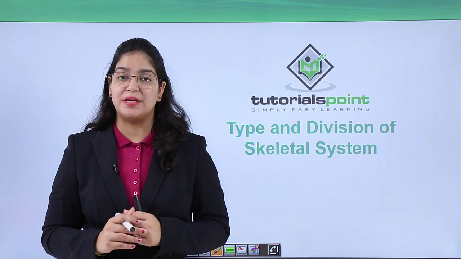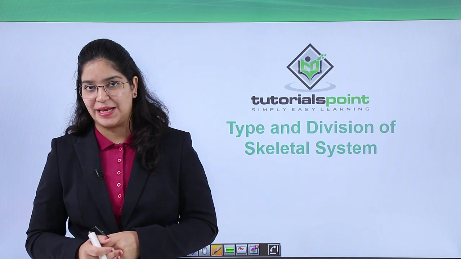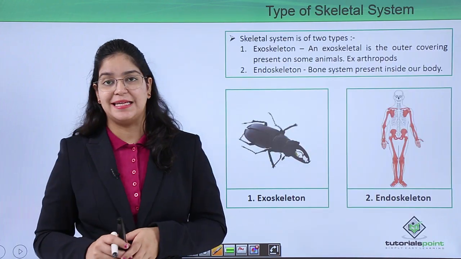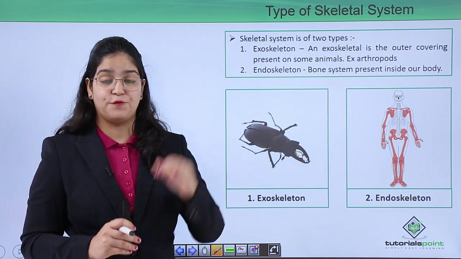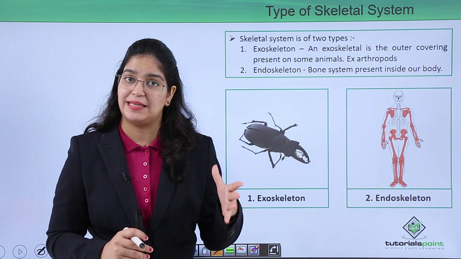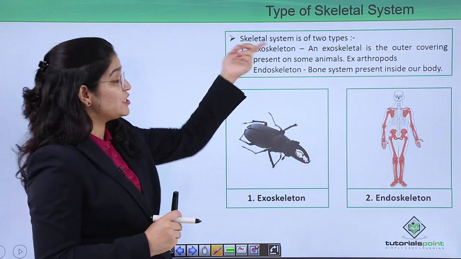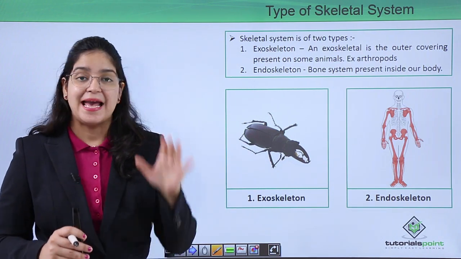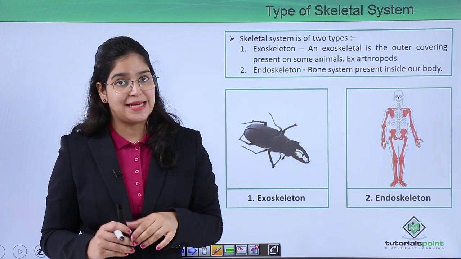Today we are going to learn about the types of skeleton system present in the animal world. Now, first of all, let's learn about the types of skeleton system. There are actually two types of skeleton system: one which is present outside the body and one which is present inside the body. The one which is present outside the body is called the exoskeleton, and the one which is present inside the body is called the endoskeleton.